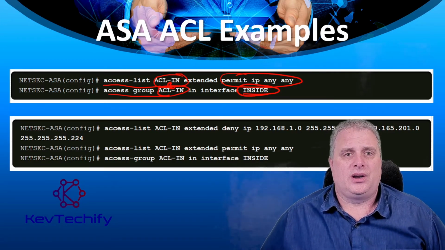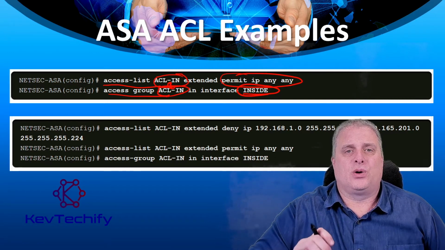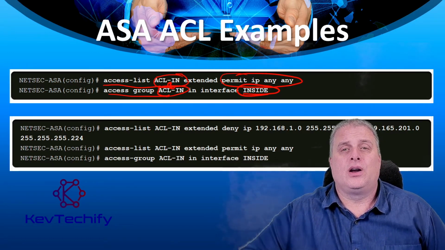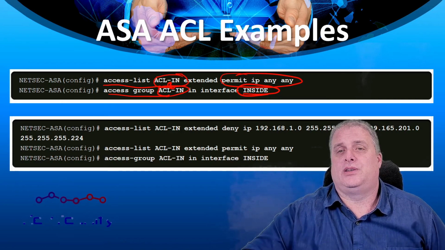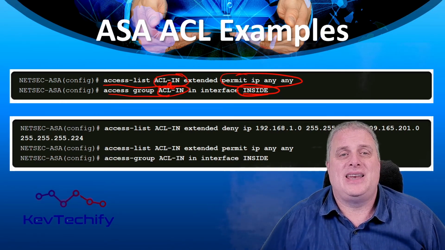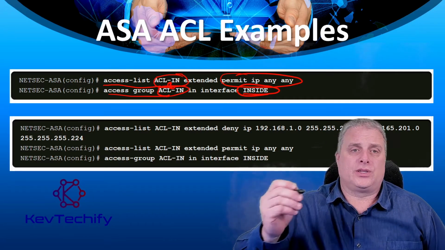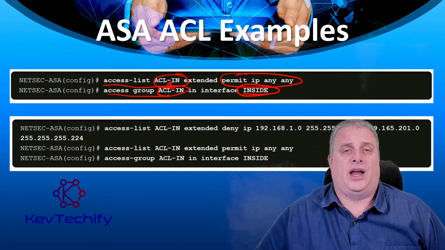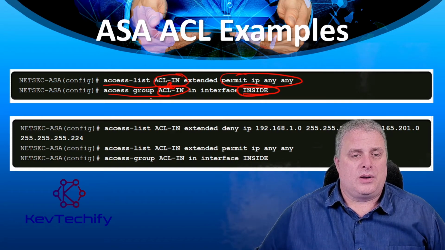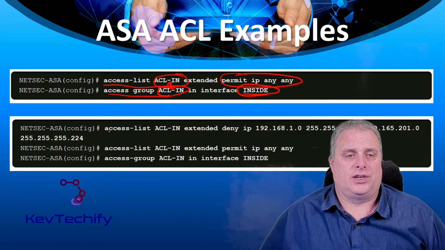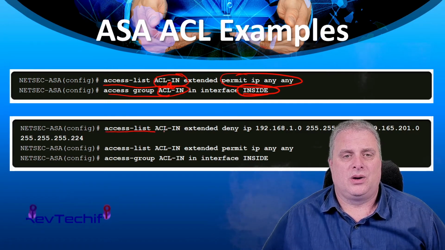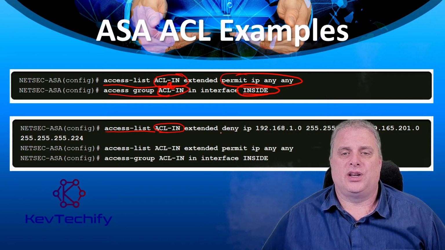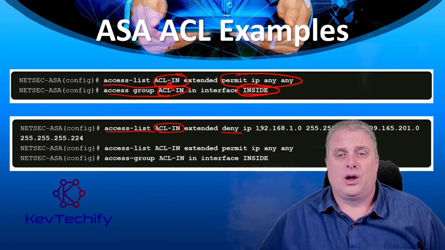Another example is an ACL that prevents hosts on the 192.168.1.0/24 network from accessing the 209.165.201.0/27 network. We also throw in that internal hosts are permitted to access all other addresses. We start setting up our access control entries. So we have access-list, call it ACL-in. It's extended. We're going to deny because that was our requirement.